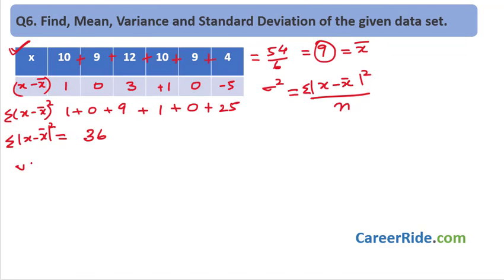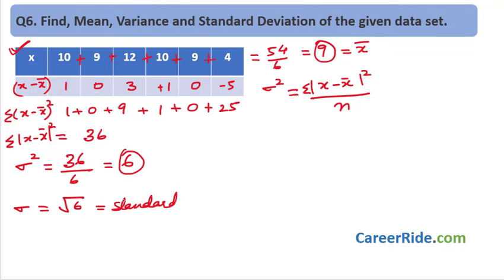Okay. So from here sigma square is equal to what? 36 upon the number of observations, that is n, upon 6, that is equal to nothing but 6. So my variance is 6. My mean is 9 and now my standard deviation is equal to what? Square root of 6, right? This is nothing but standard deviation. So see how easy this kind of a question is.